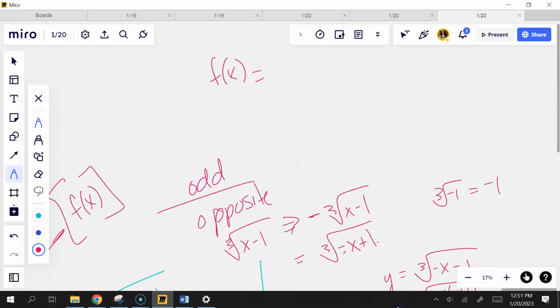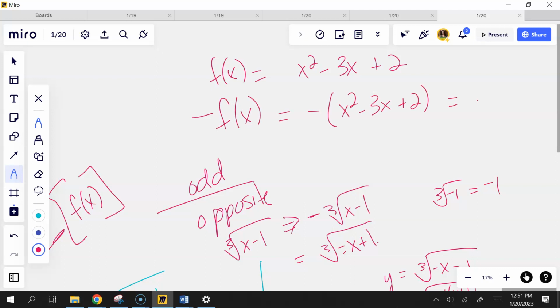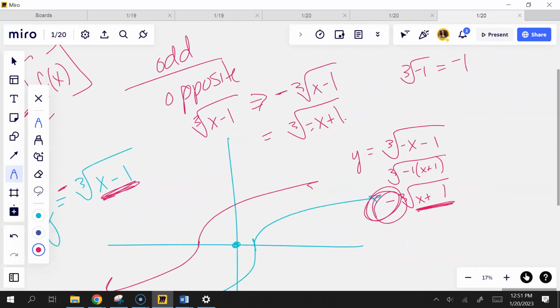Think in terms of a polynomial, okay? If I had x squared minus 3x plus 2, if I wanted negative f of x, I could write it this way, or I could write it this way. Both of them are the same. I could either change every single sign, or I can put a negative out front and put it in parentheses. That's kind of the thought process I'm doing here.